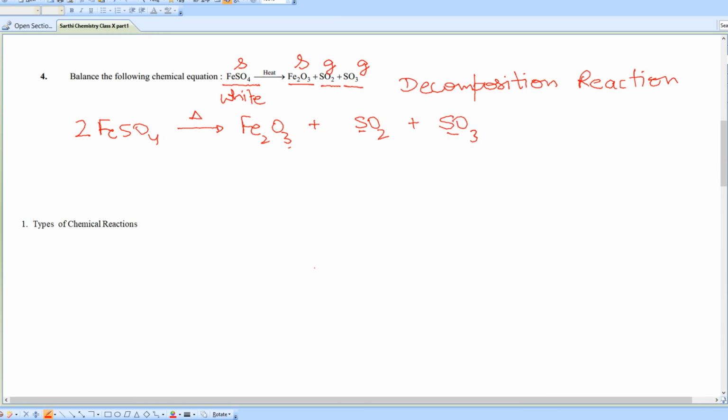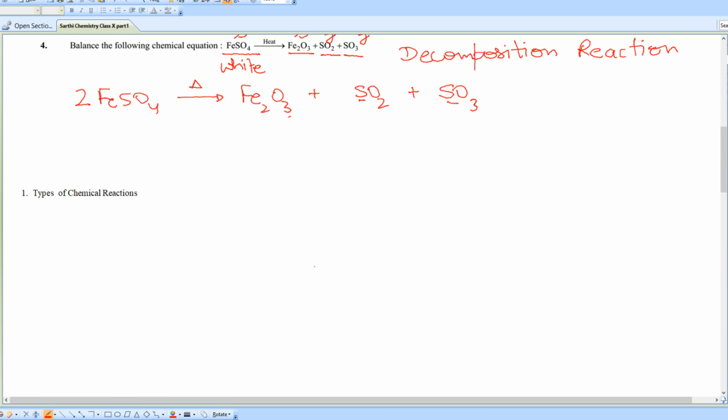So now the next question is types of chemical reactions. Now this whole chapter is only about the types of chemical reactions. There are different types of chemical reactions, and we have to know those types plus two examples of every type of chemical reaction. So let's see this. How many types of chemical reactions have we studied in this chapter? So we have studied around 5 types of chemical reactions.